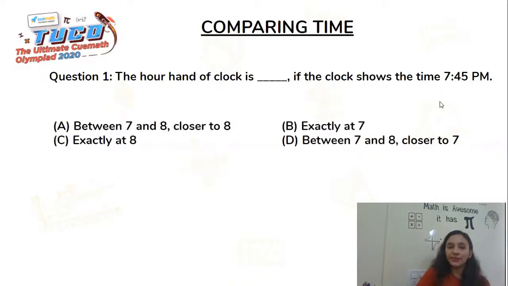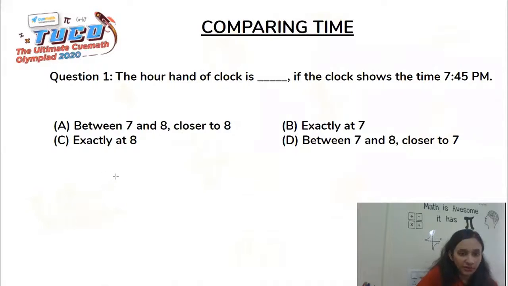So it says the hour hand of the clock is either... Okay, so we have 4 options for the hour hand's position in the clock. It is between 7 and 8, closer to 8. It is exactly at 7, exactly at 8. Between 7 and 8 or closer to 7. Okay, so to answer this question, what we need to do is to first draw a rough clock here.